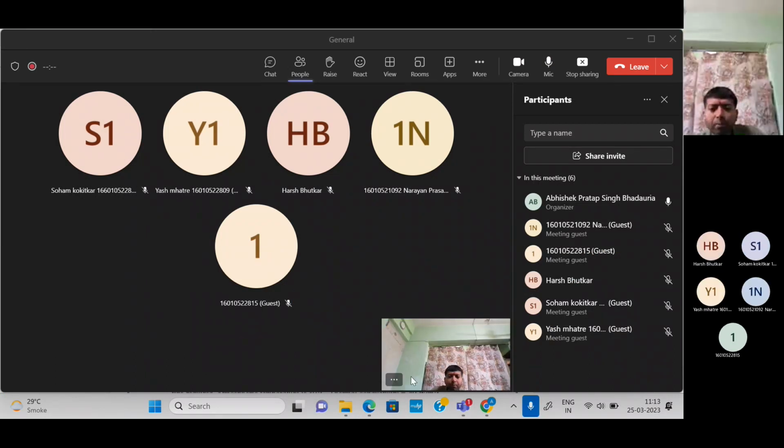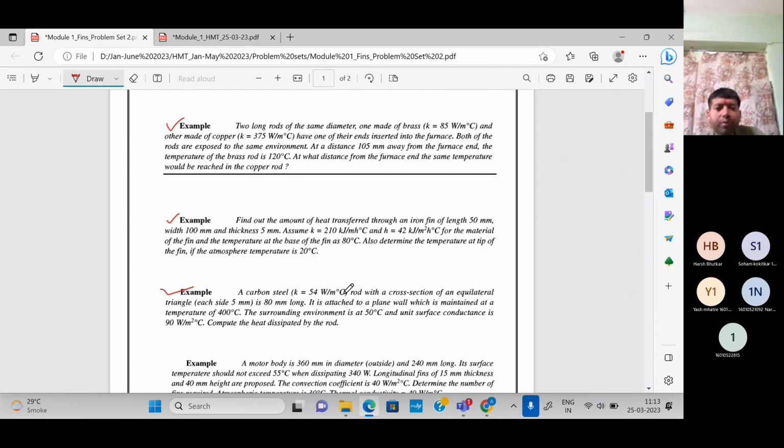Okay, so let's solve problem 4. Let's see. Problem 4 is a carbon steel. हाँ सर, इसमें वो केस 3 यूज होएगा क्या, क्योंकि हीट डिसिपेशन है। कौन सा केस 3 इसमें यूज first होएगा, this question 4. यस यस सर। Okay, so let's see.